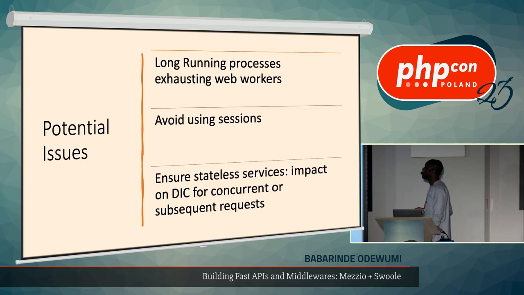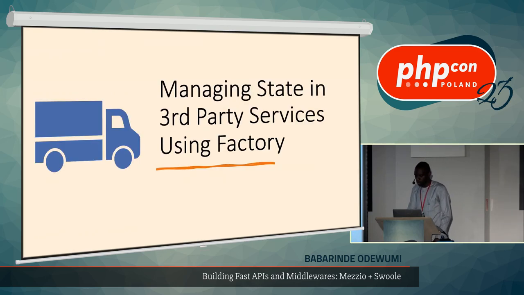Also avoid using sessions because of the shared memory architecture that is available there. Thirdly, ensure you have stateless services. The impact on the dependency injection for concurrent or subsequent requests can be very, very crazy. I have about two scenarios in managing state in third-party services. For example, Doctrine is an object manager that allows an ORM or ODM. In our case, we use MongoDB, so we use the object document mapper. But of course, the same thing applies to the object relational mapper. So we'll talk about that.